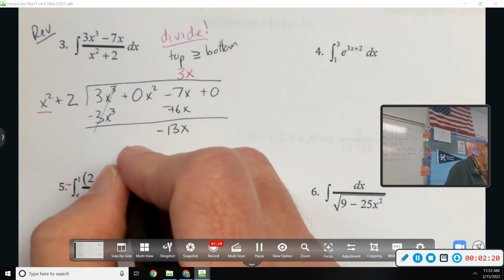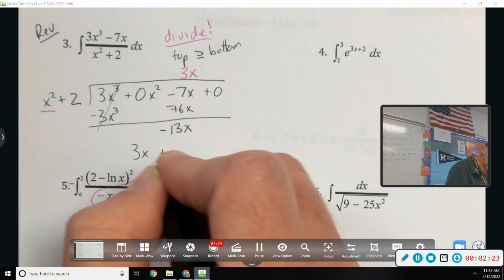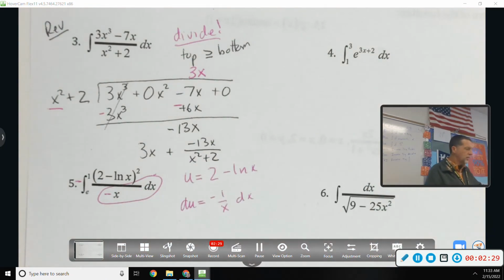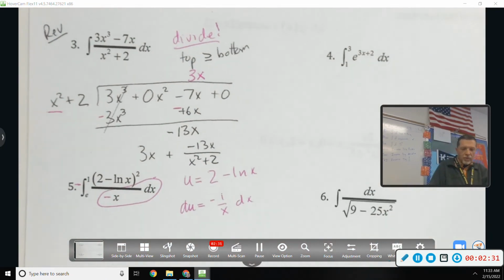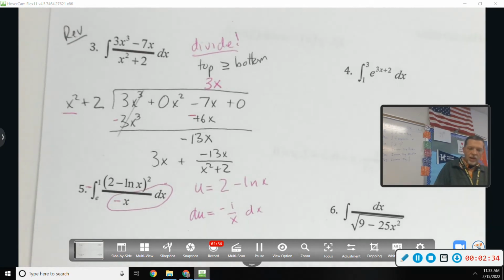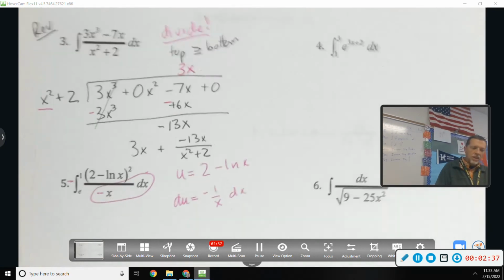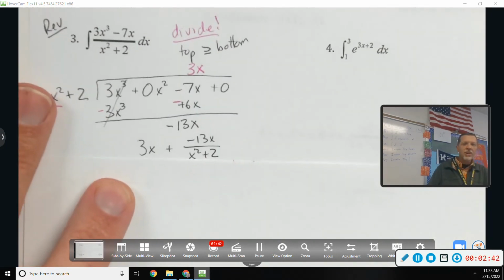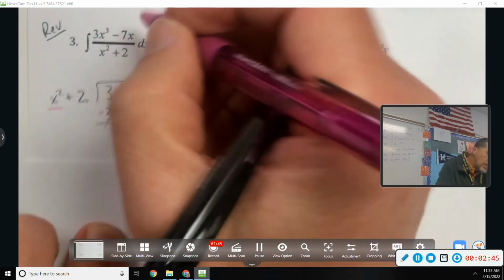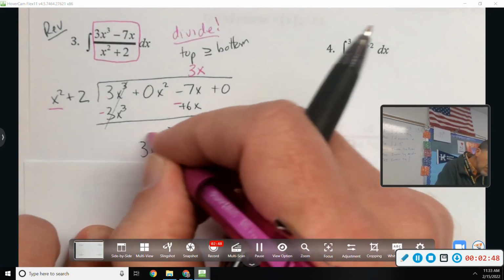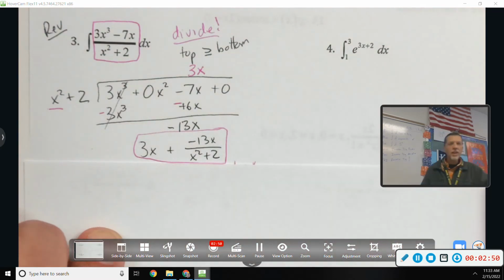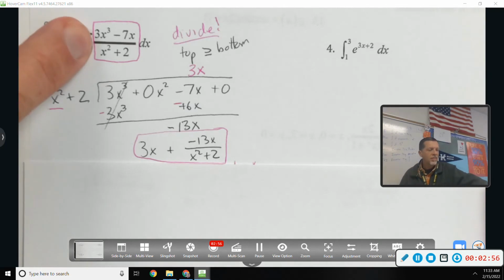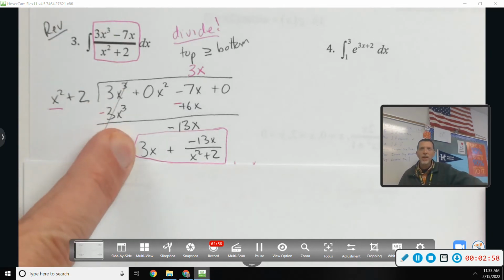So I've got 3x plus negative 13x over x squared plus 2. And now I need another sheet of paper because I'm out of space. Because how much calculus have I done on this problem? None. That's right. I've done lots of good algebra, but I haven't done any calculus yet. Okay? This is the same as this. Those don't look the same, but that's the same thing. This purple box is equal to this purple box.